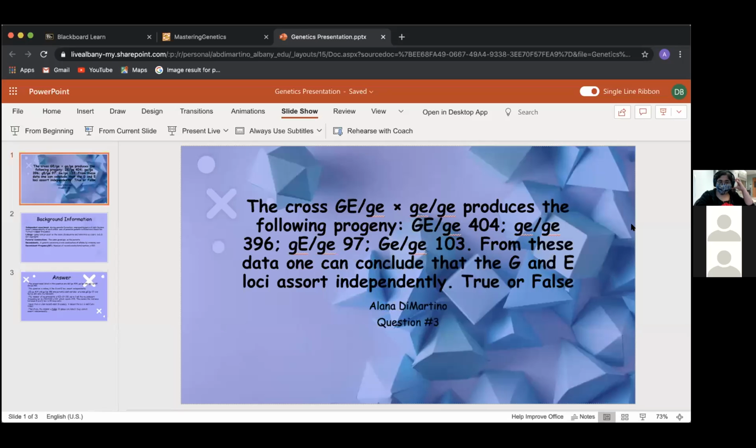So I guess my question to you is, what percent of recombination frequency would you need to have them assort independently? It would have to be over 50. Good. Okay. Great. Does that make sense to everyone? Yeah. Great. Okay. Wonderful.